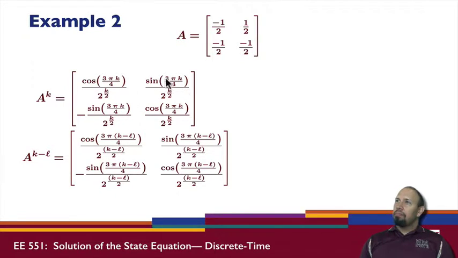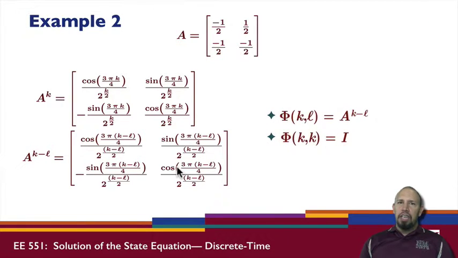here we have this expression, and if we look at the properties of the state transition matrix, so A to the power k minus l, notice that if we evaluate it when these two are equal, that corresponds to when we have A to the power 0. So if you plug in 0 here, notice that cosine of 0 is 1, 2 to the power 0 is 1. So this quantity is 1.